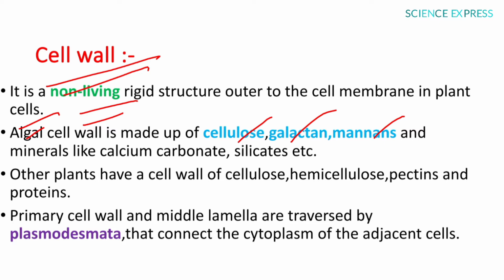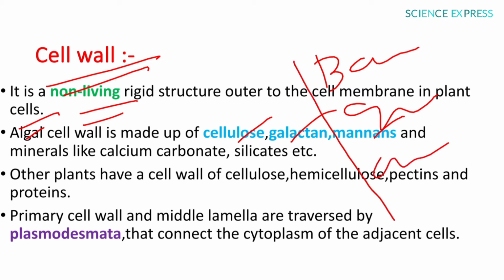and also other cells like bacterial cell, fungus cell and algal cell also contain cell wall, but their composition is different. In case of bacterial cell, the component of the cell wall is peptidoglycan.